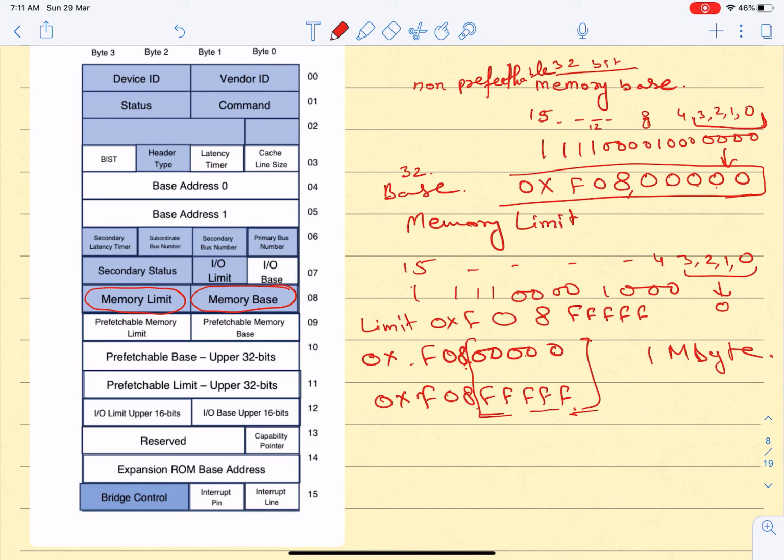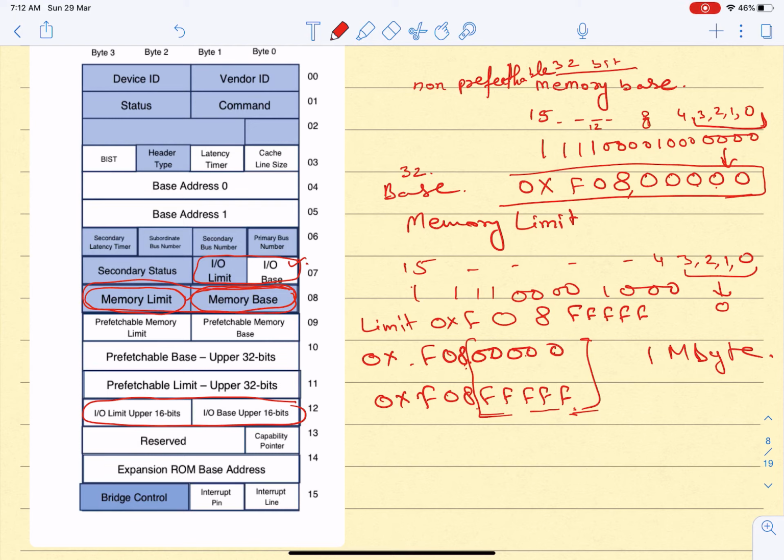We have discussed IO base. IO base can lie in 16 bit or 32 bit. If it is in 16 bit, then only these 16 bits are required. If IO base lies in 32 bit, these 16 bits and these 32 bits are required. Now we discussed that for 32 bit memory space, it will lie in 16 bit, and these 32 bits are required.